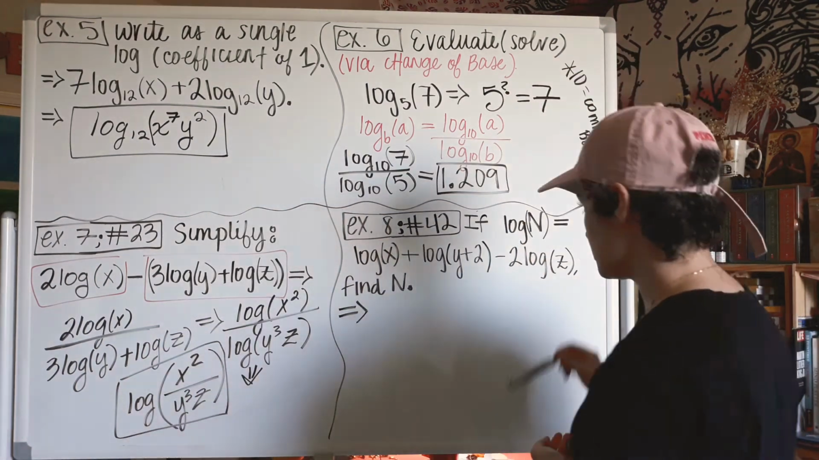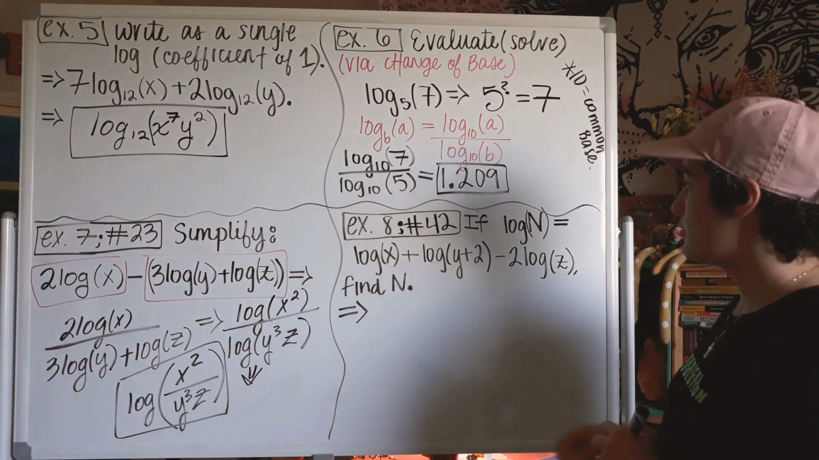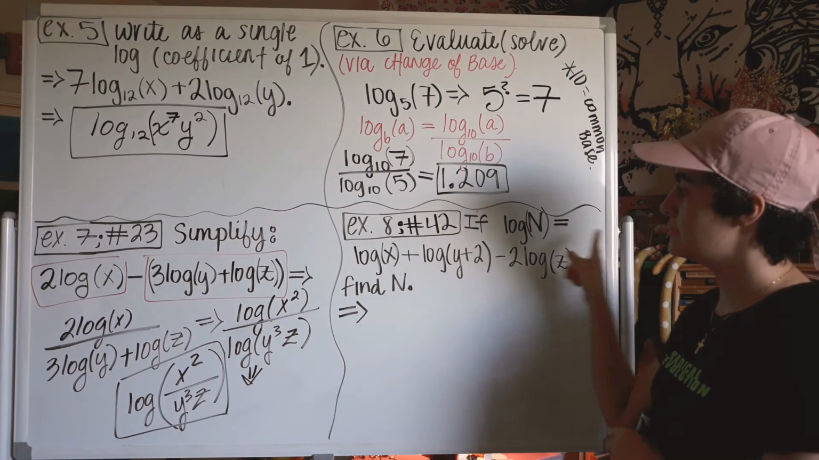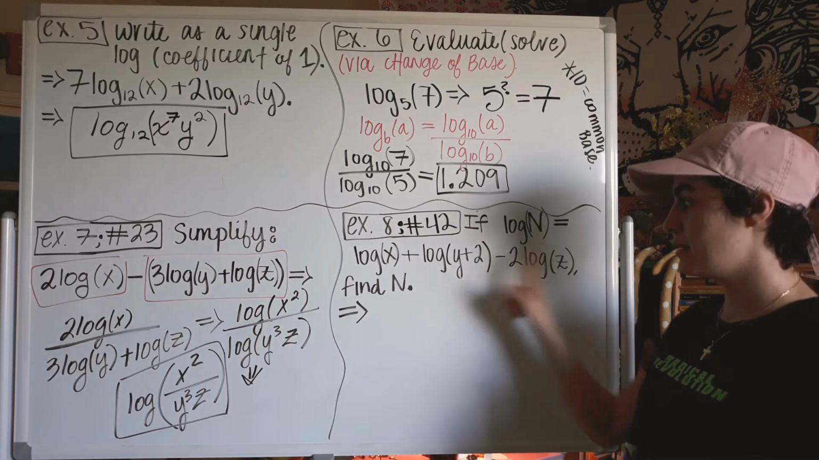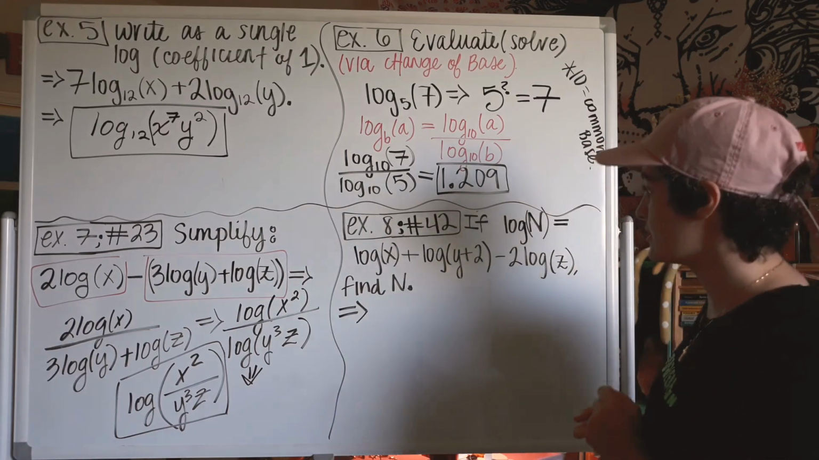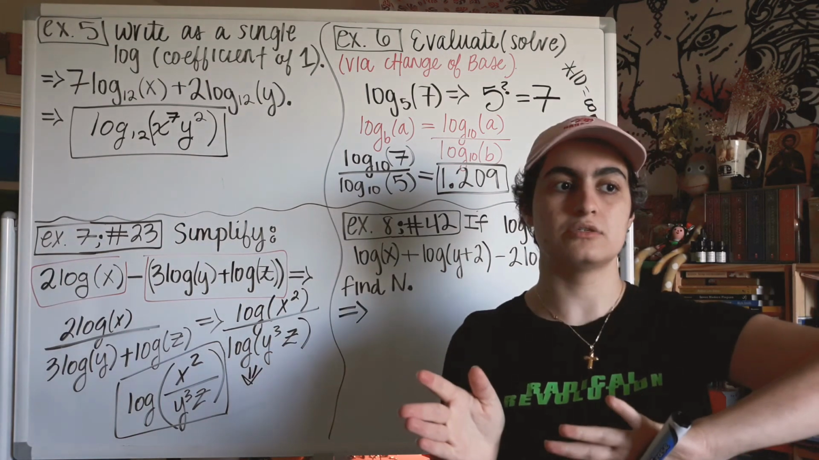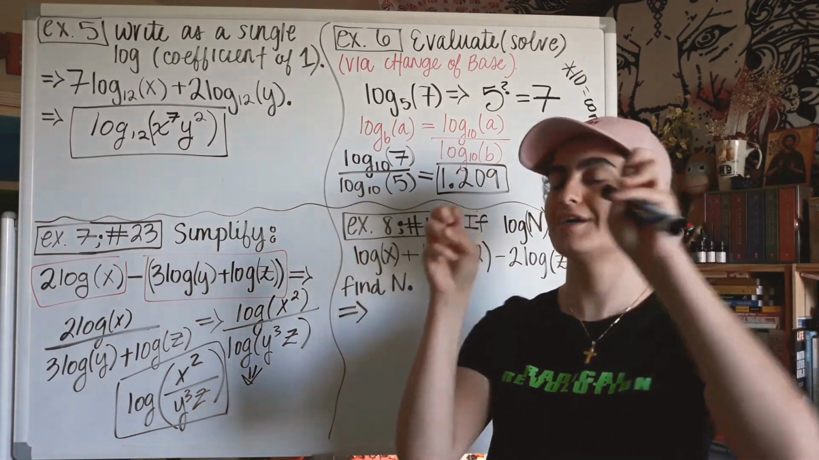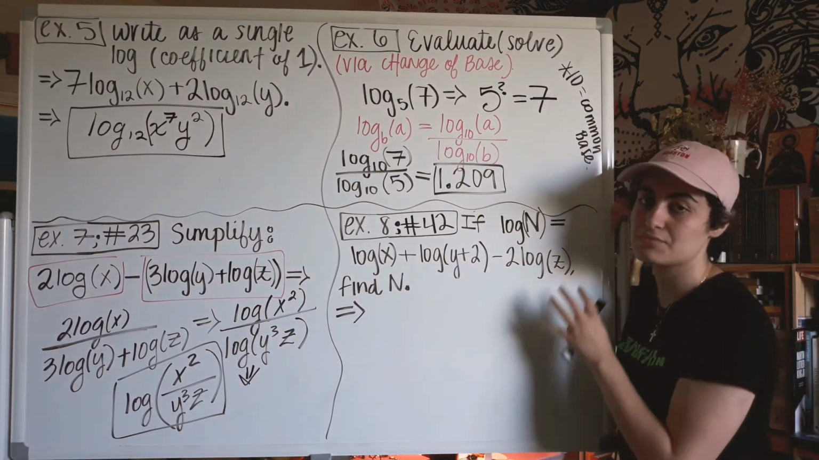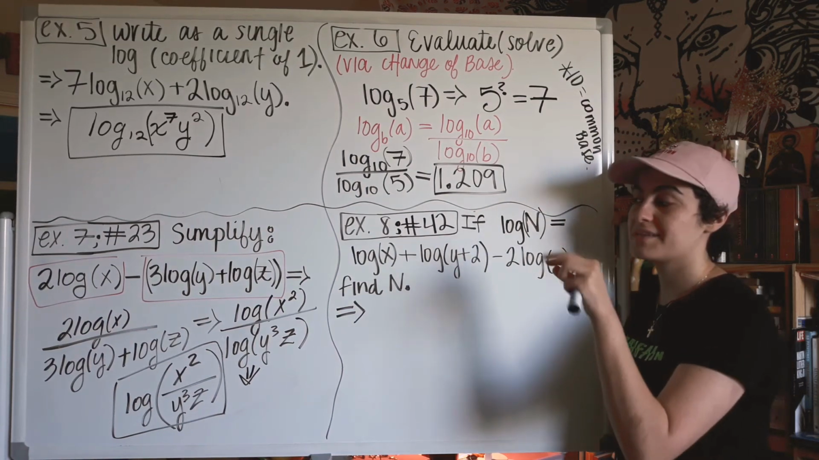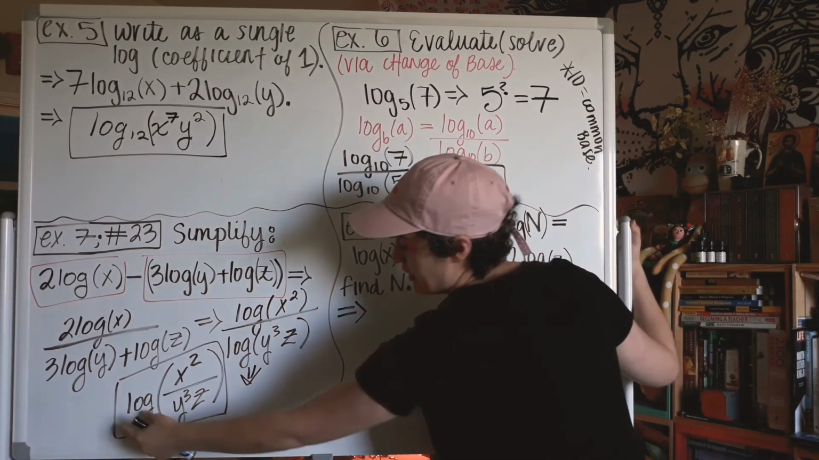Okay? So this is going to be our last example, example 8, number 42. If log of capital N is equal to log of x plus log of y plus 2 minus 2 log of z, find N. So in other words, it's telling us don't include the logs at all. The problem just wants us to find how the variables look, kind of like this chunk, but without the log. So we're going to do this one.